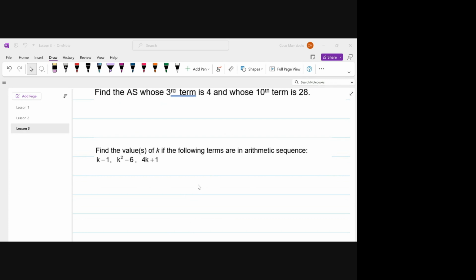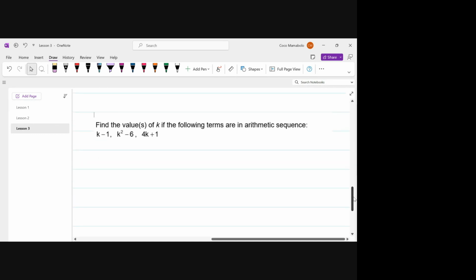All right, so this question here says, find the values of K if the following terms are in arithmetic sequence. In this particular case, we know that they're in arithmetic sequence, and we know that this is term 1, this is term 2, and this is term 3. Now, we could try and find a common difference, but we're not going to be able to find one. We know that we need a common difference because this is an arithmetic sequence, but we're not going to be able to use it in any way because we're not going to get the same common difference. All right, let me explain.